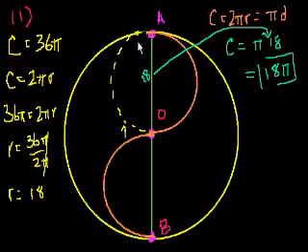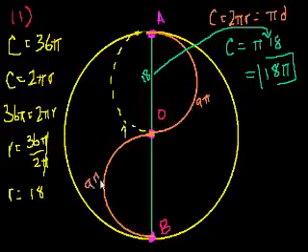What we just figured out is the circumference of this larger circle. We could divide it by 2 and say that this piece is 9 pi. And if we did the same math on this piece, we would also get 9 pi. That also adds up to 18 pi. Hopefully you understand what I'm saying. Let's move on to the next problem.